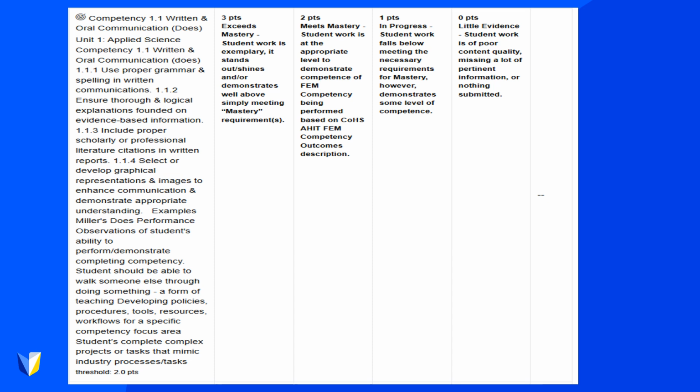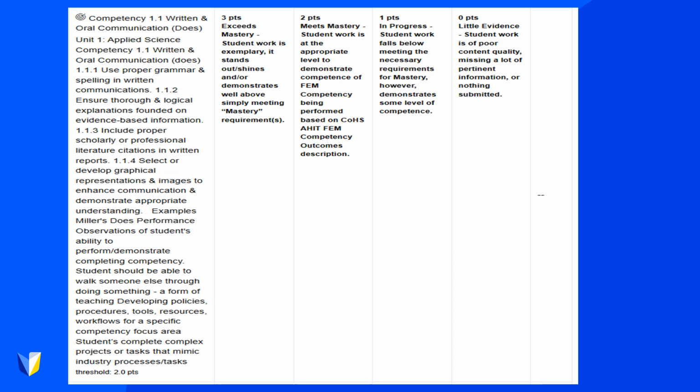Also included here for you and for the student are examples of Miller's "does" performance level. So you're observing the student's ability to perform, to demonstrate completing the competency. At this level, the student should be able to walk someone else through doing something, a form of teaching, developing policies, procedures, tools, resources, and workflows for a specific competency focus area, or they are completing complex projects or tasks that mimic industry processes or tasks. That's just an example of what the student should be doing at this level.